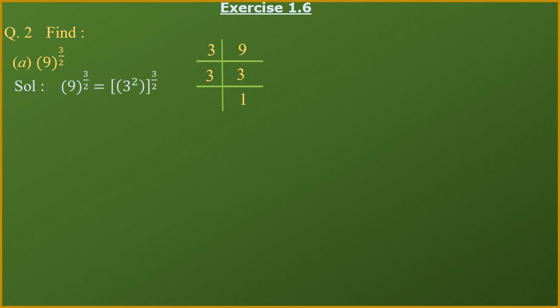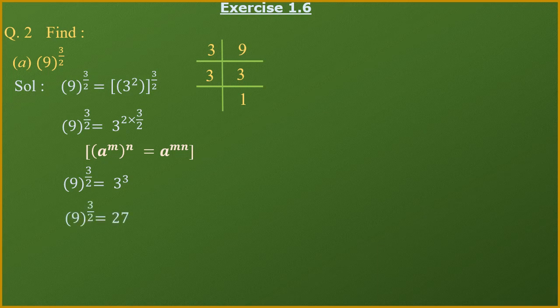Again you observe the 3 is having two powers, 2 and 3 by 2. So both the powers will get multiplied by the same formula: a to the power m whole power n is equal to a to the power m into n. And 2 will be cancelled while multiplication, and 3 will remain. So 3 to the power 3 will be equal to 27. Let us see the next question.